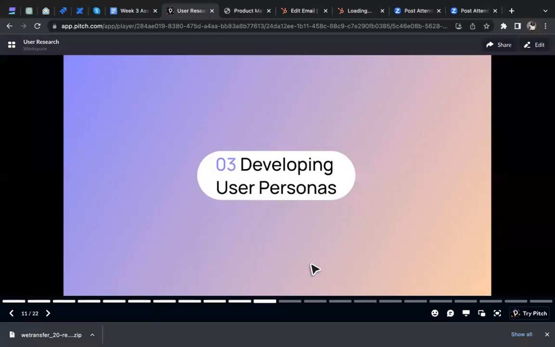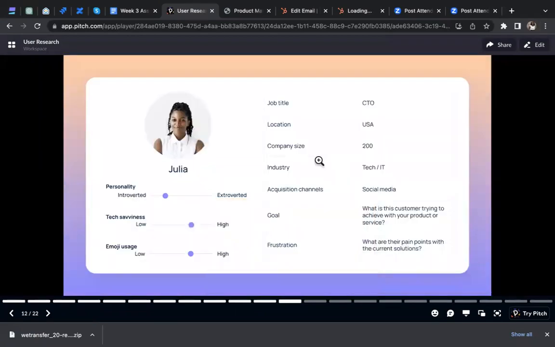Now, to one of the best parts of this class, developing your user persona. How many of you have come across something like this before? Yeah, thank you. I can see the energy in the chat box. You can see someone here. It doesn't really have to be a real-life person. You can see Julia, job title, location, company size, industry, acquisition channels, the goal, the frustration. So basically, this is what a user persona is. If you don't know yet, or if you've prepared one, amazing. You won't find it hard to do when you are doing your assessment. You can see personality, tech savviness, emoji use.